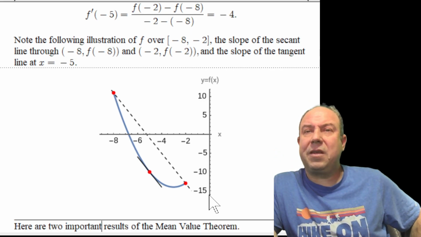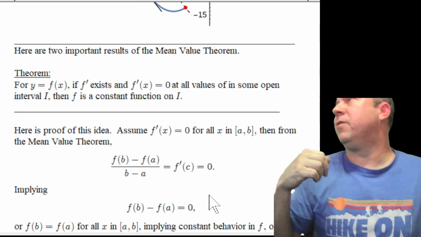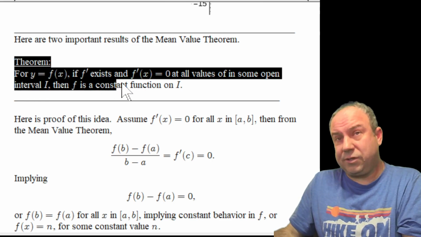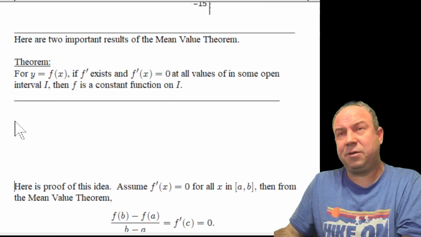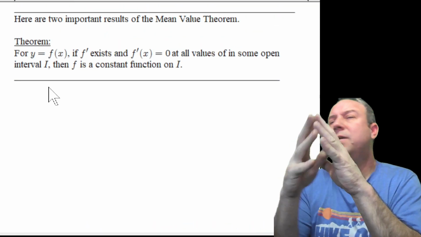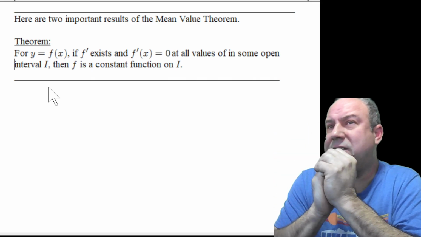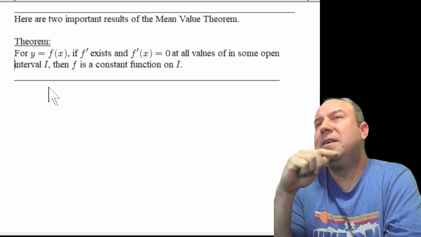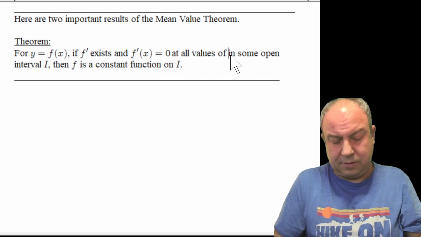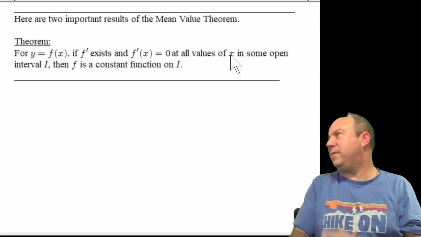Now, what's more important to us is probably the implications of the mean value theorem. There are two important results that come about. The first, let me give a little bit of space here before we get into it, is that for y equal to f of x, if f prime exists and f prime of x is equal to 0 for all x in some open interval I, then f is a constant function on I.